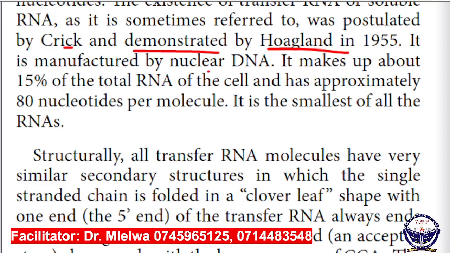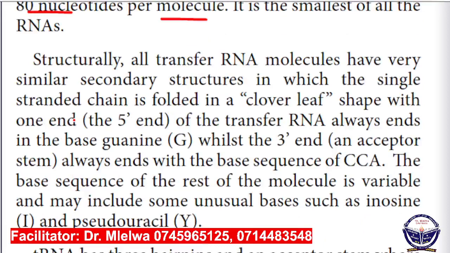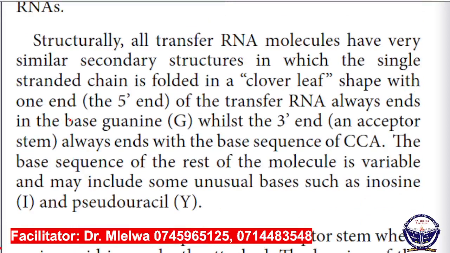It is manufactured by nuclear DNA. Unaona, inatengenezwa na DNA pia. It makes up about 15% of the total RNA of the cell and has approximately 80 nucleotides per molecule. Inakuwa na nucleotide ngapi? Angalau 80 kwa molecule moja. It is the smallest of all RNA. Ndio RNA ambayo ni ndogo kuliko nyingine. Unaona bwana? Nadhani umepata baadhi ya vitu hapo kuhusu hiyo transfer RNA.